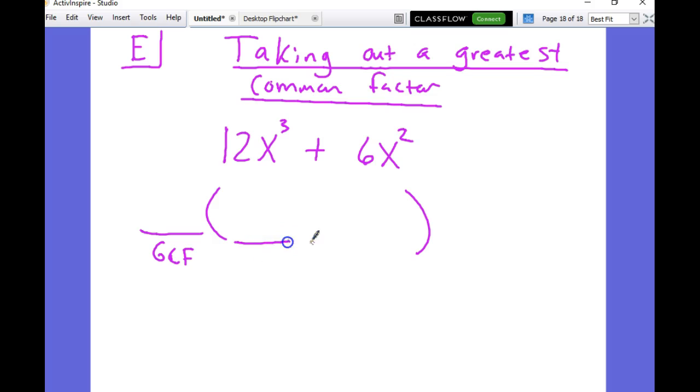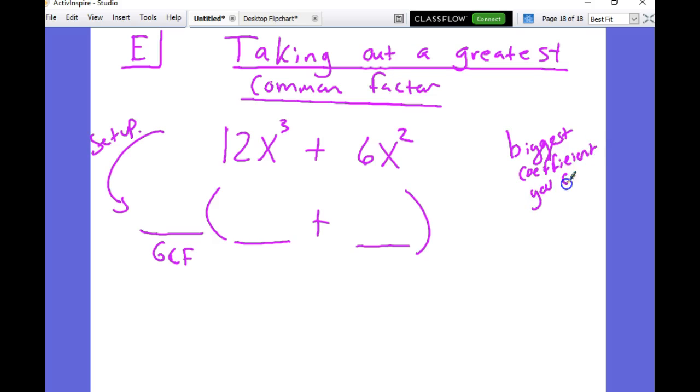Okay. So let's slow down. Let's give people a chance to catch up. So this is the first step. Step 1 is to set it up, okay? The next thing you want to do is ask yourself, what's the biggest coefficient you can divide out? So look at my numbers here, 12 and 6. What's the biggest number you could divide into both of those? 6 is. So I'm going to put the 6 out here.